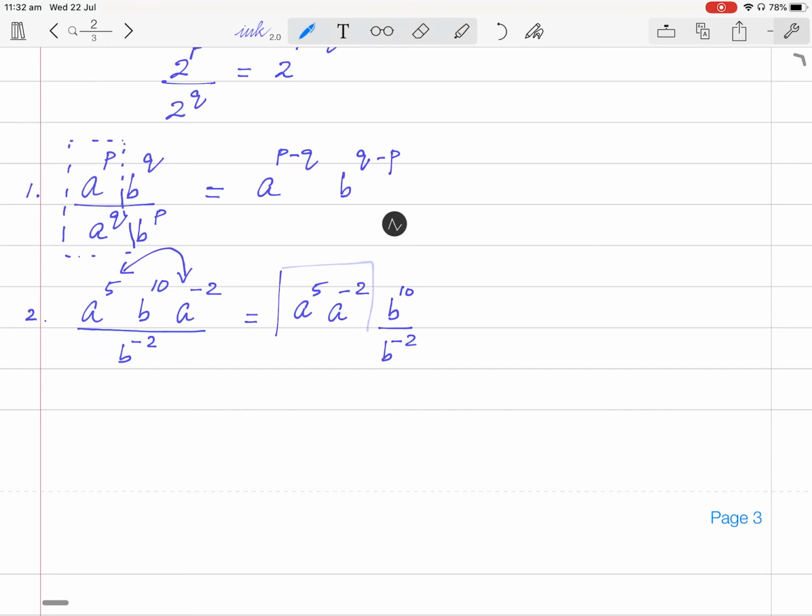Now looking at this block, it's a multiplication, similar base, different powers, so you can use the additive rule. So this should be a to the power 5 minus 2, multiplied with b. This is a division, so you subtract 10 minus minus 2. Be careful here. You are subtracting minus 2, so it should be 10 minus minus 2. So the answer would be a to the power 3 times b to the power 12.